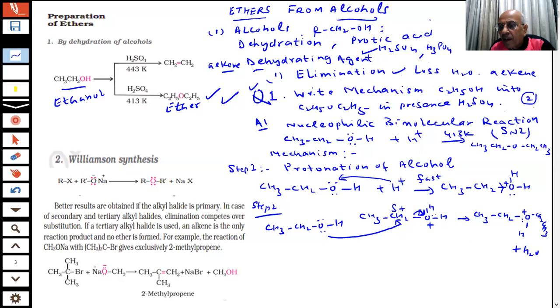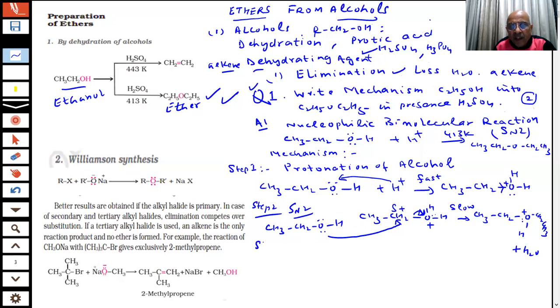So this is a slow step, student. This is a slow step. This is a nucleophilic, this is an SN2, a nucleophile attacking the electrophilic carbon. Water out. Because water is a good leaving group, it will be out. So this will be a slow step, students, which will be the rate determining step. Now this is unstable, because there is a positive charge on the oxygen. So the second step is the SN2, or attack of the alcohol on this positive carbon.